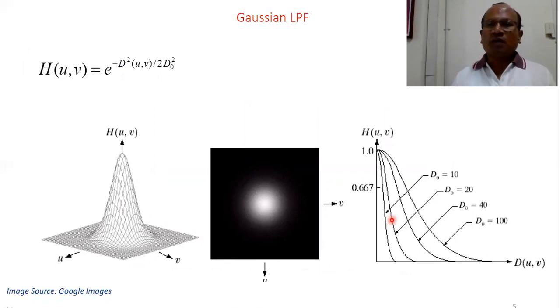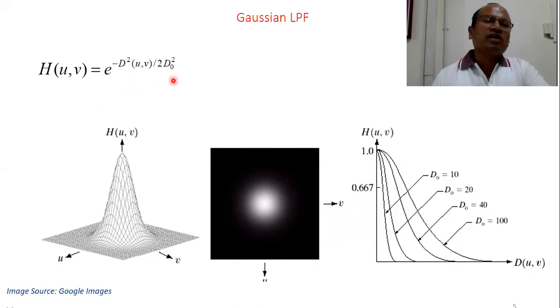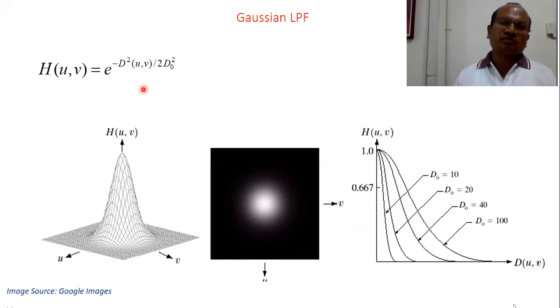Next low pass filter is the Gaussian low pass filter. We discussed ideal low pass, Butterworth low pass. Next one is the Gaussian low pass filter. And this is the expression. Look here, exponentially decaying. See the transfer function. The curves are decaying exponentially. e to the power minus D squared divided by 2 D0 squared, where D0 is the cutoff distance, and D(u,v) is the distance measure which we are finding with respect to D0.